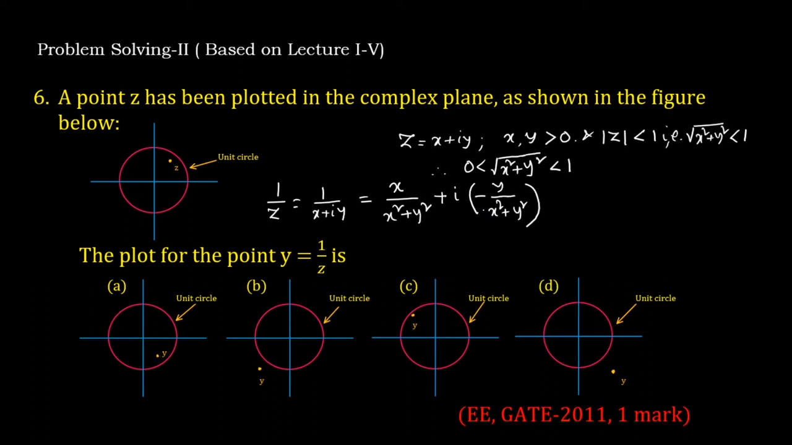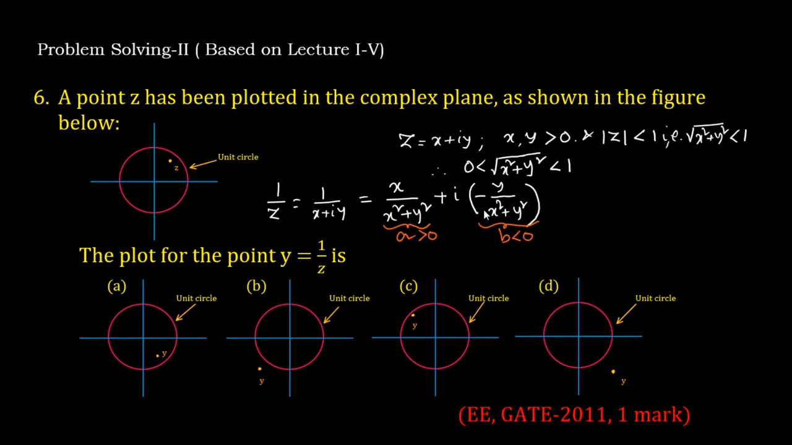So if I think of seeing it as a plus ib, this is my a and this is my b. Now see, x is greater than 0, and x square plus y square is greater than 0, so this a is greater than 0. Now y is greater than 0, x square plus y square is greater than 0, so this ratio is greater than 0. Now there is a negative sign, so this b will be less than 0.